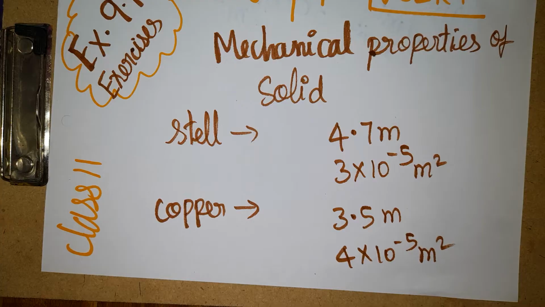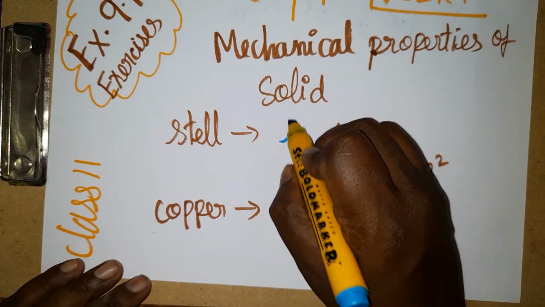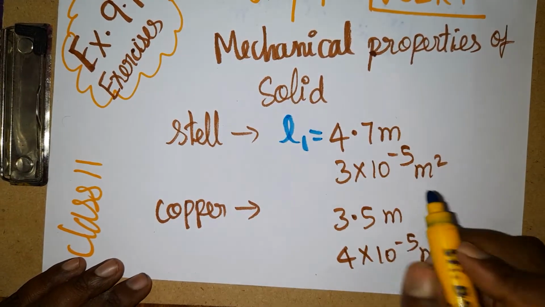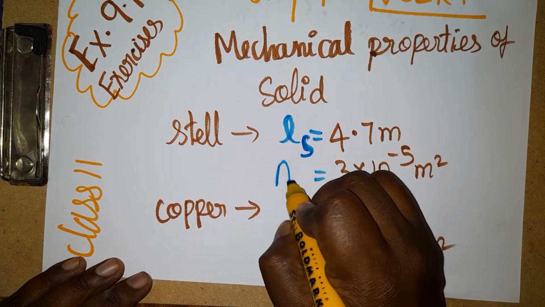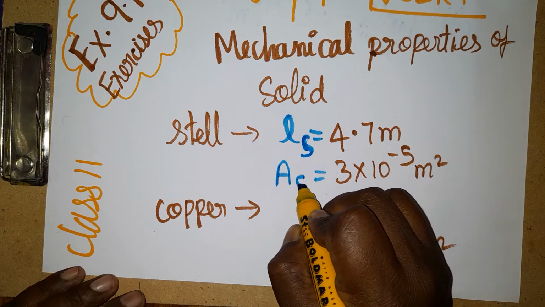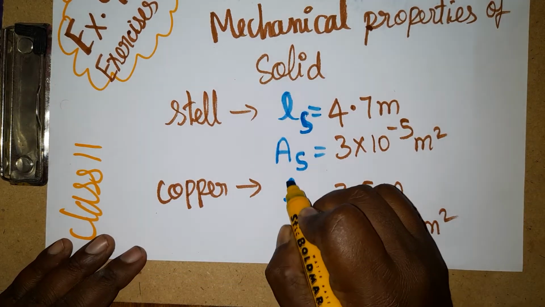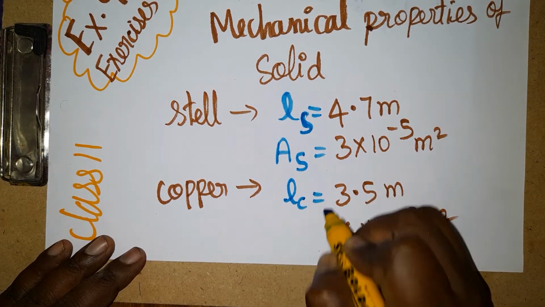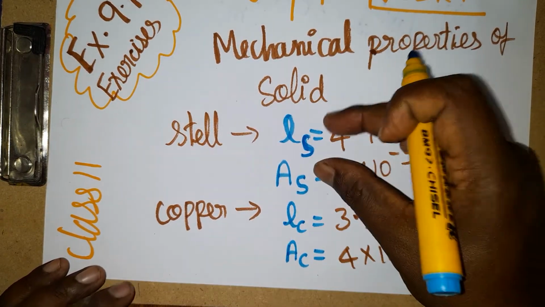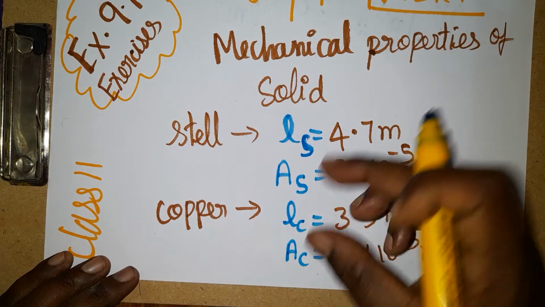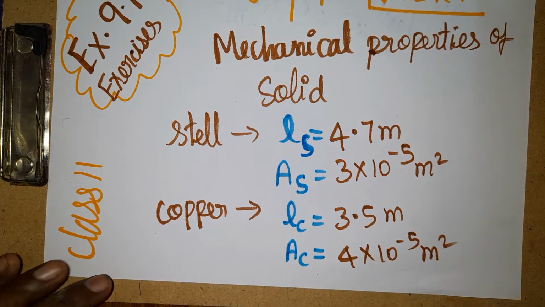Okay. This is the data given. The steel wire length is given. L1, I have taken as the steel wire, or LS also we can take it. The area of the steel wire is also given, that's going to be the area of the steel wire. The copper wire length is also given and the copper wire area is also given. Now the ratio of the Young's modulus of steel wire and copper wire we should find. Okay. It's a very simple problem.